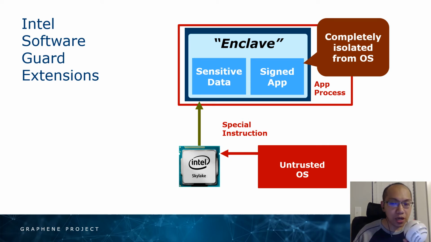This enclave will be completely isolated from the untrusted operating system. And inside this enclave, you can load a signed application. This means that the integrity of this application will be completely guaranteed by the Intel CPU. And then the application could load any kind of sensitive data into this enclave environment. These data will be protected from the untrusted operating system.